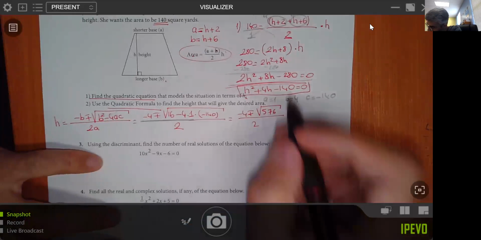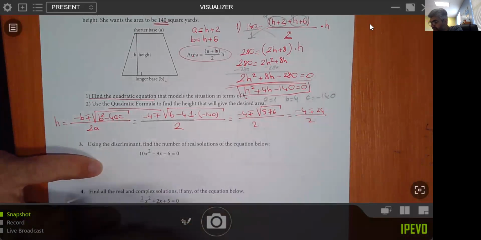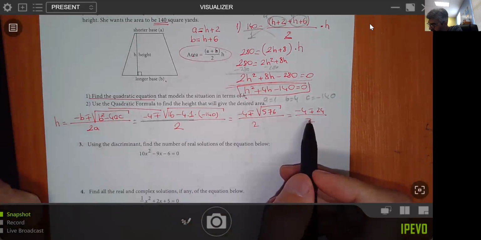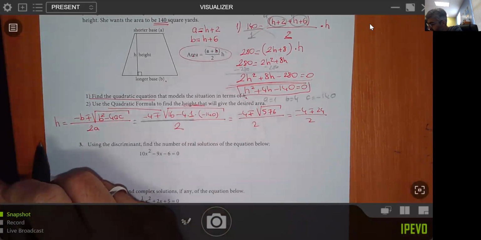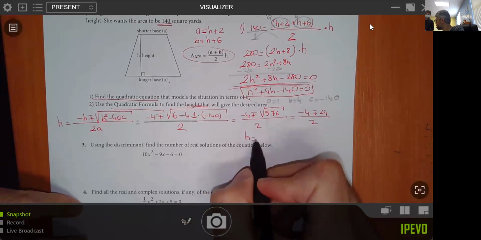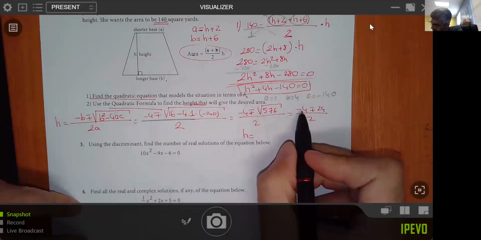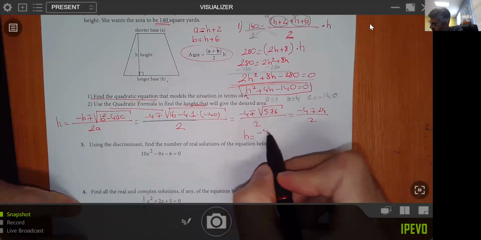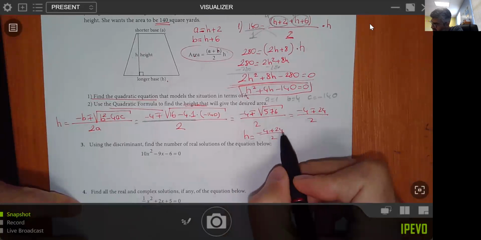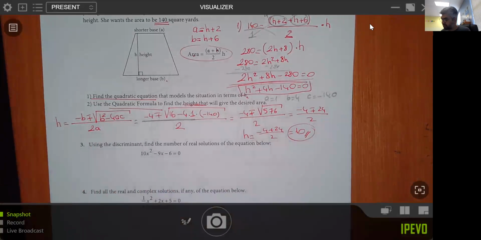So I have negative 4 plus or minus 24 over 2. There are two answers here, but attention, height cannot be negative in our question. So we take h as, wait a minute. Negative 4 plus 24 over 2, we have 20 over 2. That is 10. Use the quadratic formula to find the height that will give the desired area. Area already known. So height will be equal to 10.